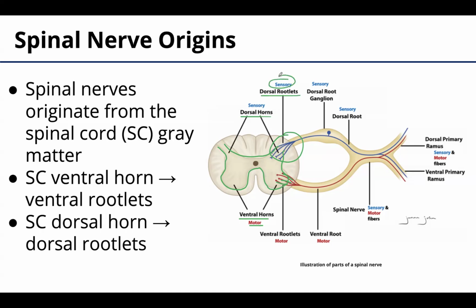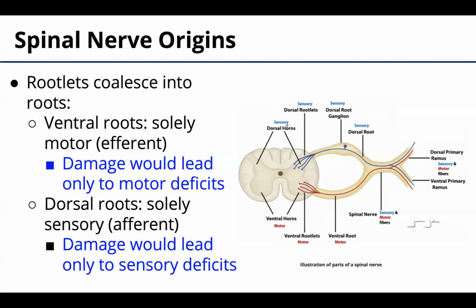Now, the rootlets are part of the peripheral nervous system, but you can conceptualize how interconnected they are to the spinal cord. And remember, the spinal cord is part of the central nervous system. The rootlets will coalesce to form roots. Since the ventral rootlets were composed entirely of motor axons, the ventral root will also be entirely motor.